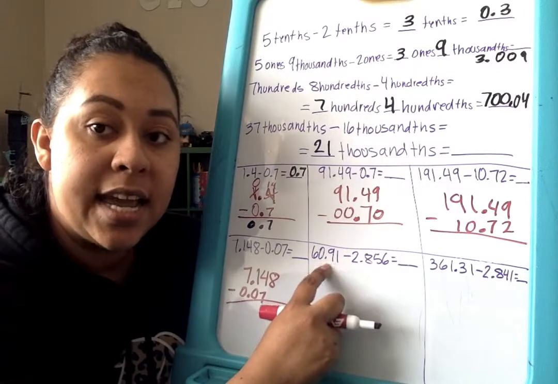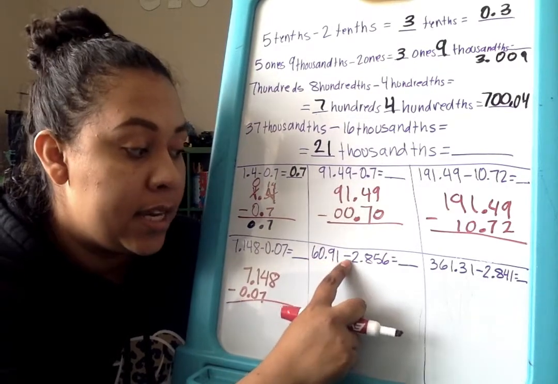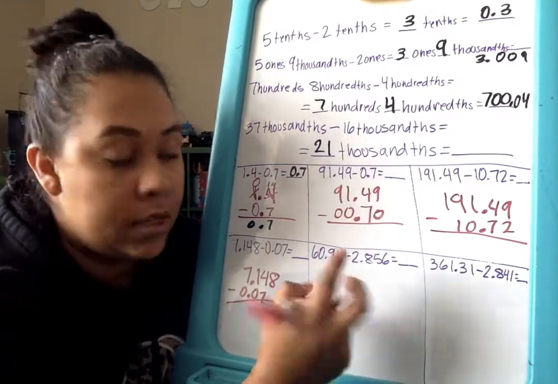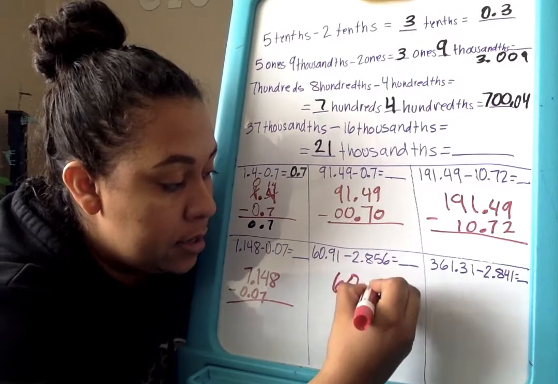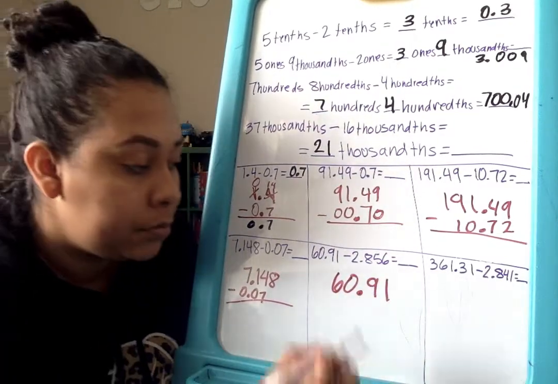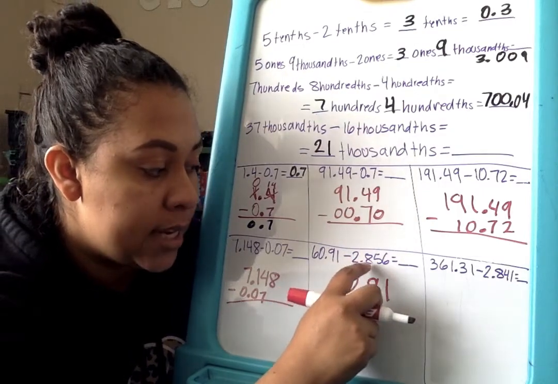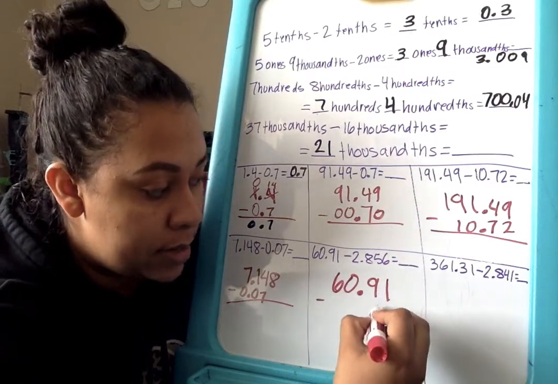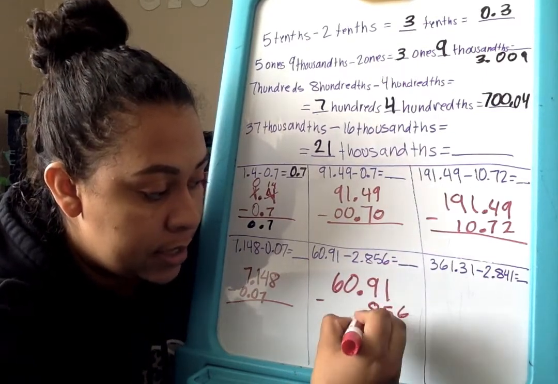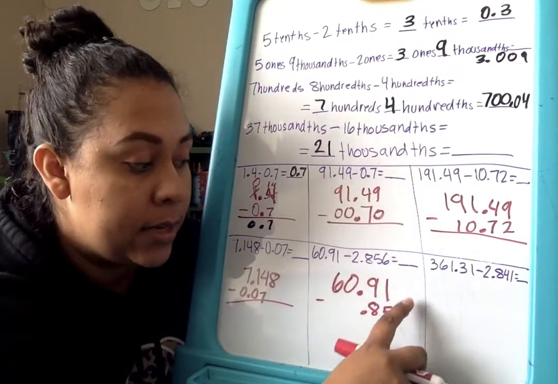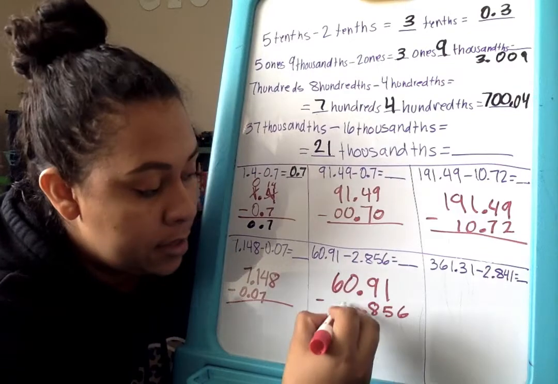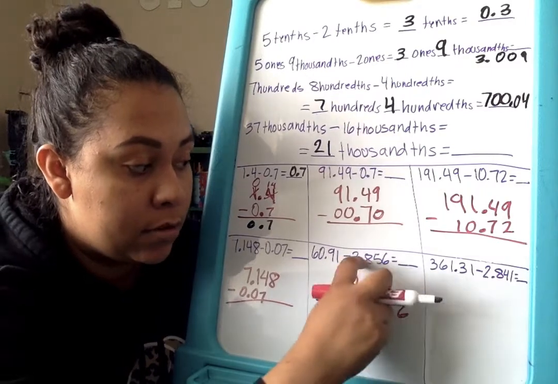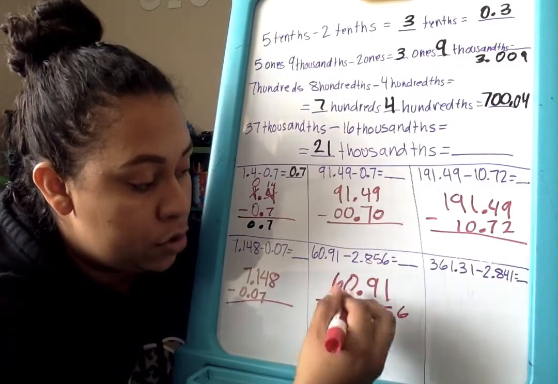Then we have 60 and 91 hundredths minus 2 and 856 thousandths. So start with your first part. So 60 and 91 hundredths minus 2 and 856 thousandths. So that means that 6 ends in the thousandths place. So that would have to go like this. Okay, that's why the 6 is kind of like by itself, because this one only goes to the hundredths place, but this one goes to the thousandths place. So we have 2 ones as well.